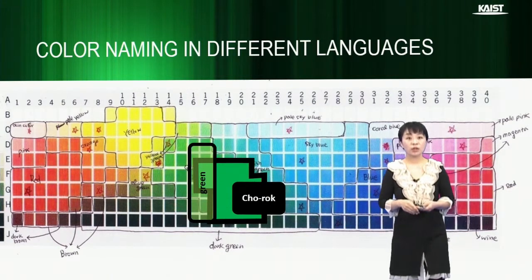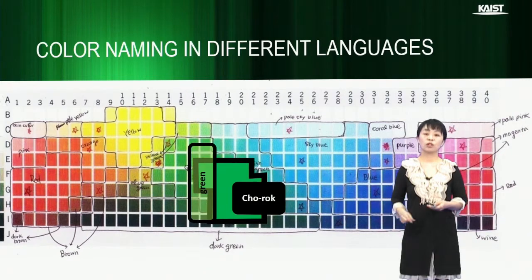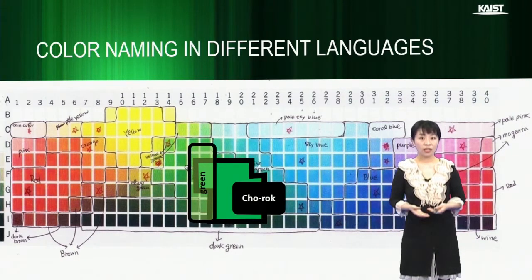Also, when I say green in English, the nuance is slightly different from 초록 in Korean. In case of pink, the difference is even more dramatic. Therefore, the color names in foreign language is an arguable issue.